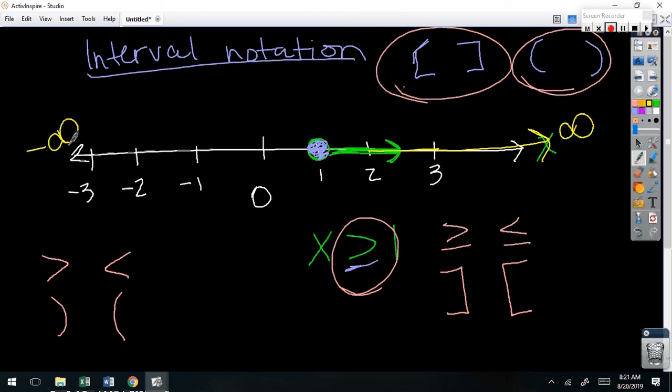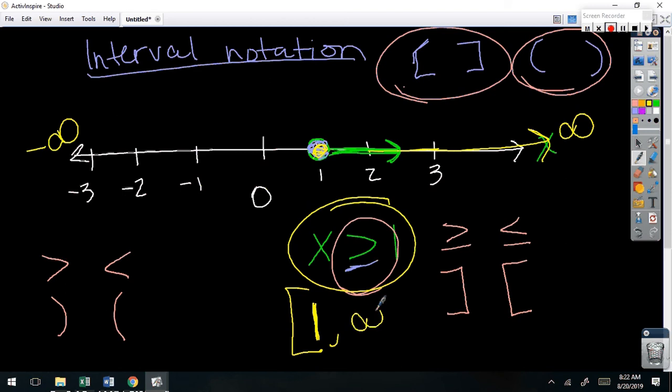So what we're going to do is, instead of saying x is greater than or equal to 1, we're going to say start at 1, but I need a bracket because it's filled in, it's included, right? Start at 1, I use a comma, and I tell it where to stop. Go all the way to infinity. Infinities always get parentheses because you can't actually be infinity. Does that make sense? All right, let's try one. Let's see if it makes sense.